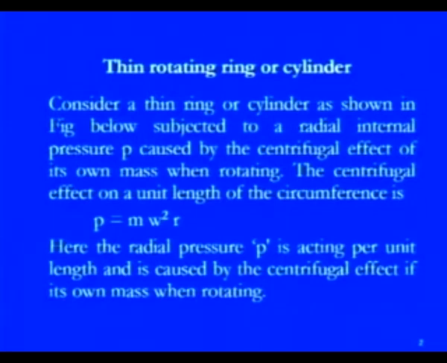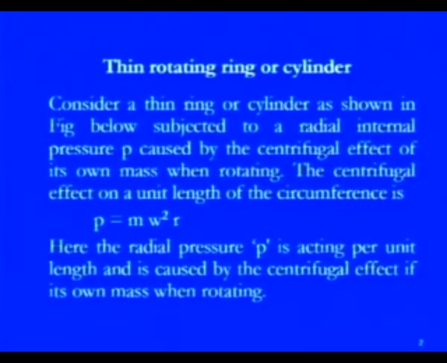So we now have P, the internal pressure, which is always acting outward. It is equal to the mass of this cylinder times omega square, since we have a rotational speed, so m omega square into the radius, where the radial pressure P is acting per unit length. Here we are saying that, per unit length, this pressure P is exerting on the wall of this cylinder. So P is always this force per unit length.